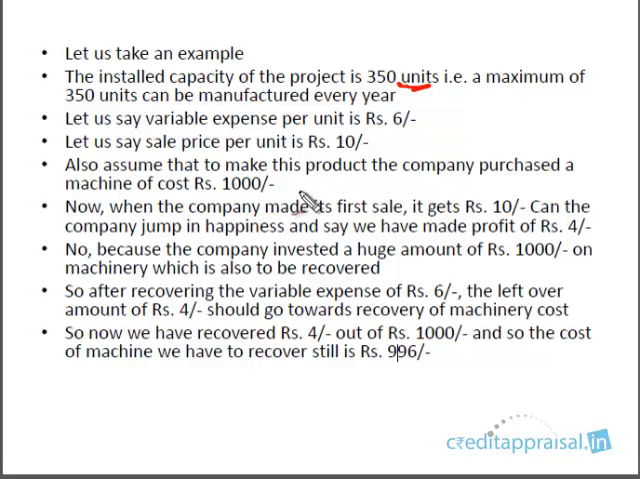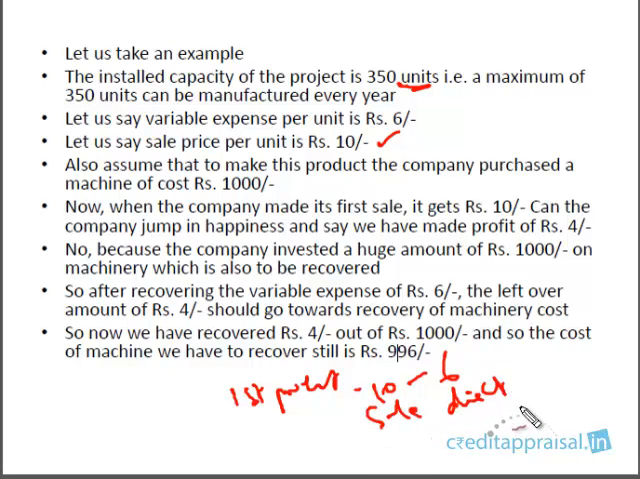cost is 1000. So we are saying that the selling price is 10 rupees, right? So when the first product was sold, the company has made 10 rupees, but the variable cost is only 6. That is the material cost and other direct cost is only 6 rupees. Okay, so this is the sale price, this is the direct cost. Okay, material cost and other cost. So can the company straight away jump in joy and say, okay, we got a profit of 4 rupees?